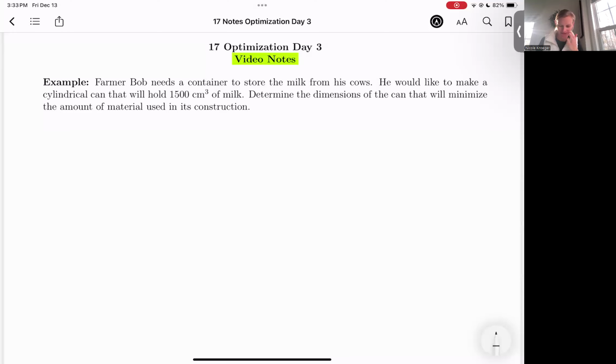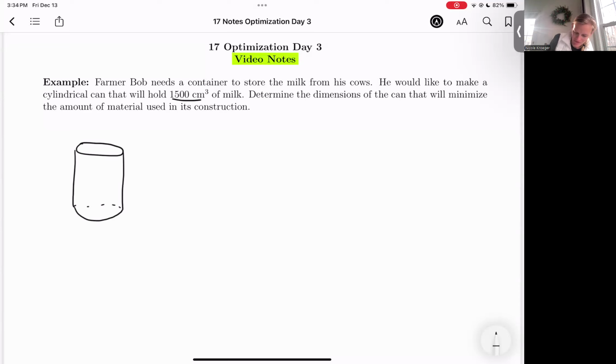We're going to keep doing optimization. We're not actually doing anything new, just doing more examples here. And hopefully this is good practice for y'all. So in this case, we have Farmer Bob, and he needs a big container to store all the milk from his cows. And he wants a cylindrical can that is going to hold 1,500 cubic centimeters of milk.